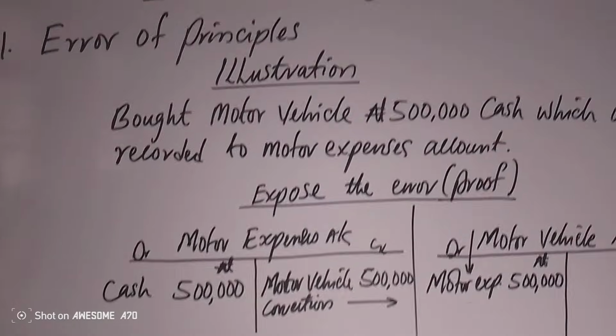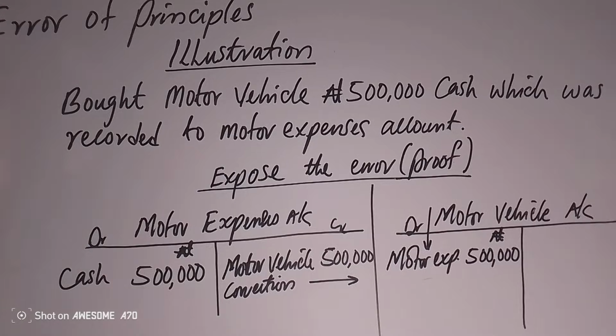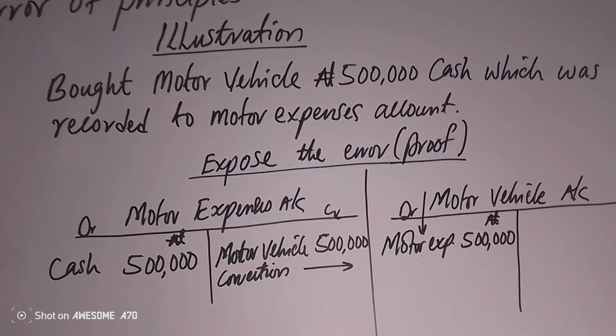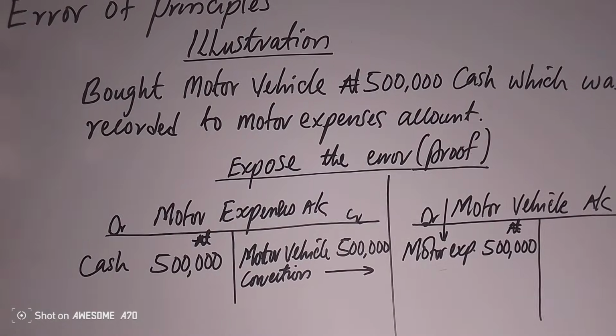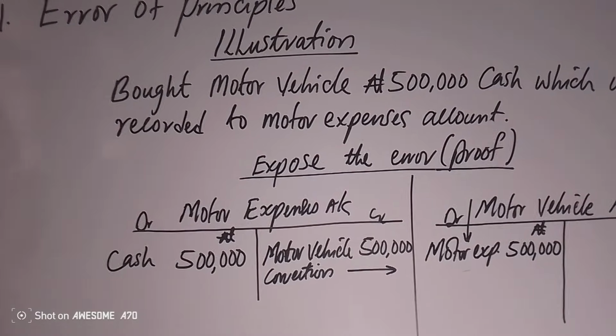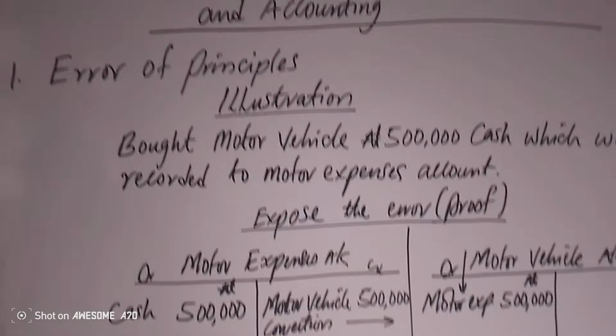Mind you, the journal proper is one of the books of original entry, used for correction of errors as one of its uses. Now, we are going to take the errors one after the other as I give full explanation of how the errors are being corrected.